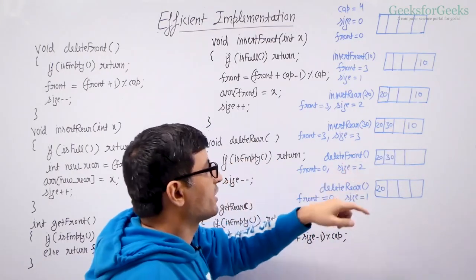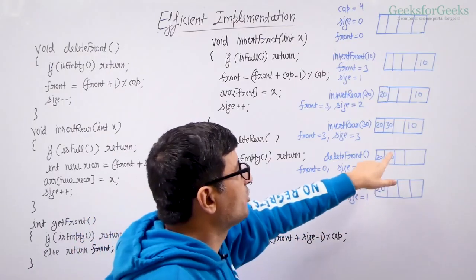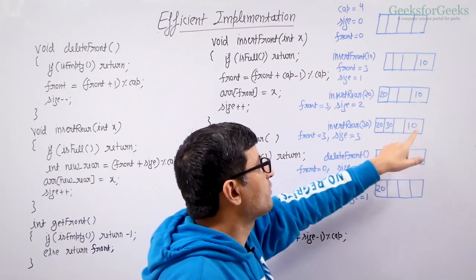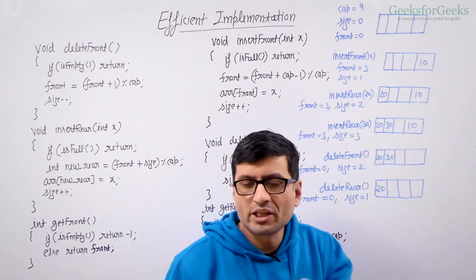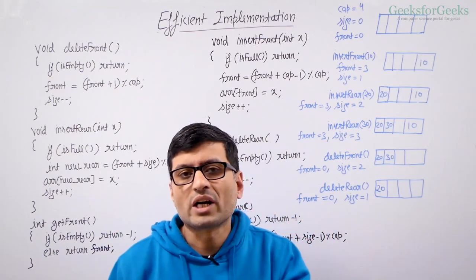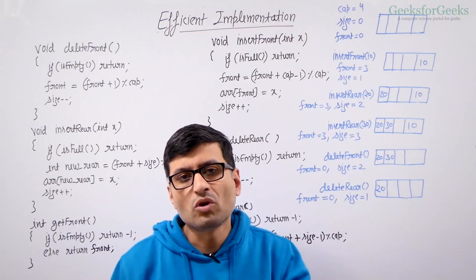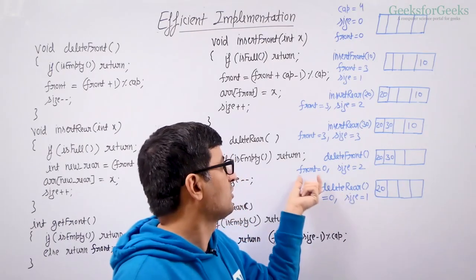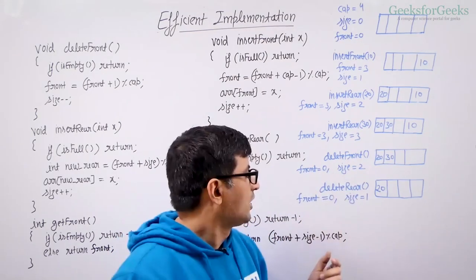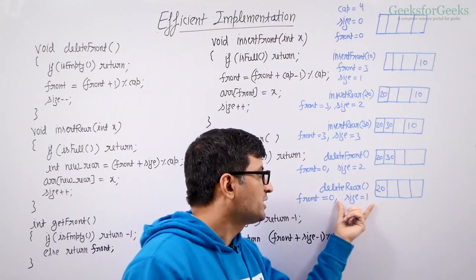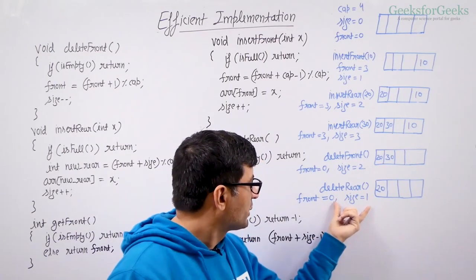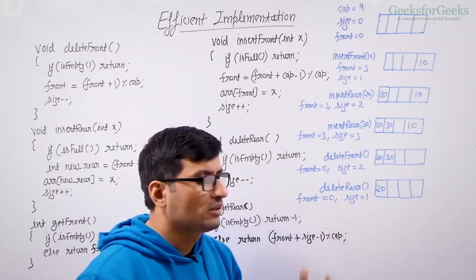Now we do delete front. When you do delete front, you remove the front item and you do front equal to front plus 1 modulo capacity. So right now front is 3, and if you add 1 to it, it will become 4. Modulo 4 is 0. So your front now becomes 0 and size is 2. Now when we do delete rear, we are simply going to do size minus minus. Size now becomes 1, and we are not going to change front.